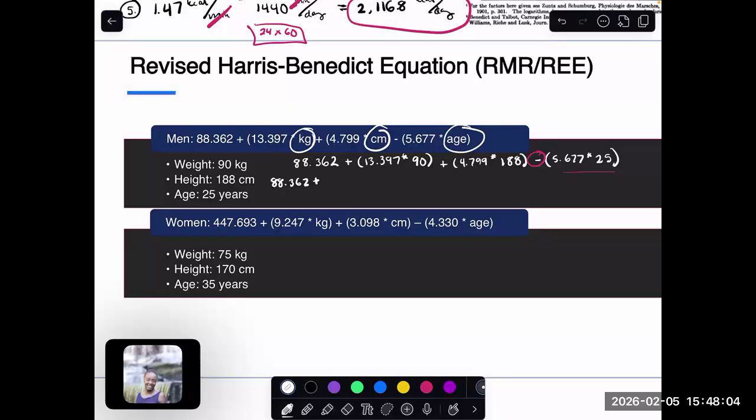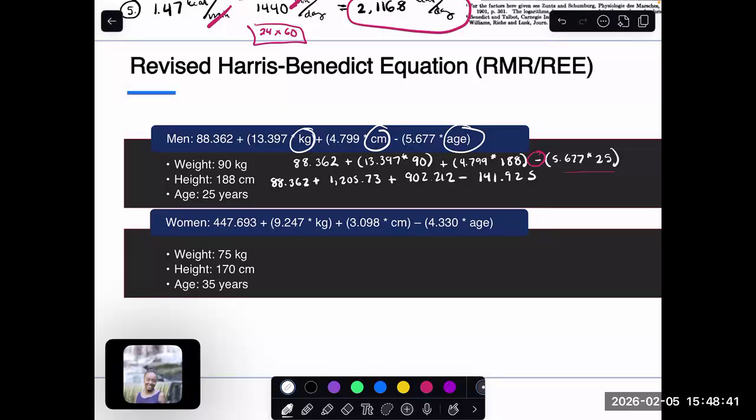13.397 times 90 is 1,205.73. 4.799 times 188 is 902.212. And in all honesty, I almost added a plus just now. So 5.677 times 25 is 141.925. So we're going to add and subtract.